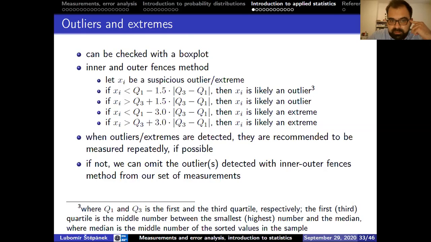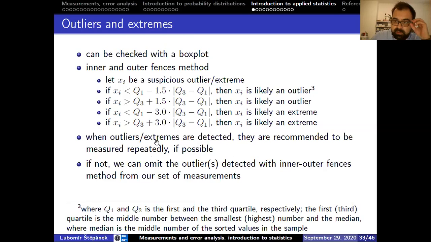in physics. And if you are not able to repeatedly measure your suspected outliers or extremes, we can choose a safe option. So just omit them from our sample, just delete them, just remove them from our sample. This is a very, very safe option, what we can do if we are not able to measure it one more time. Okay, so this was for outliers in science.